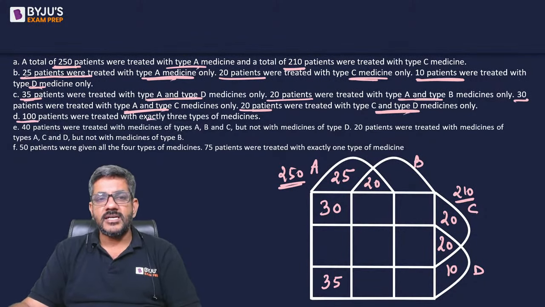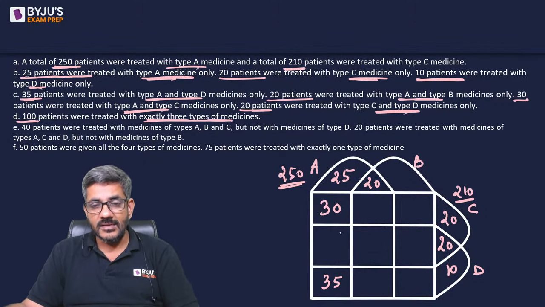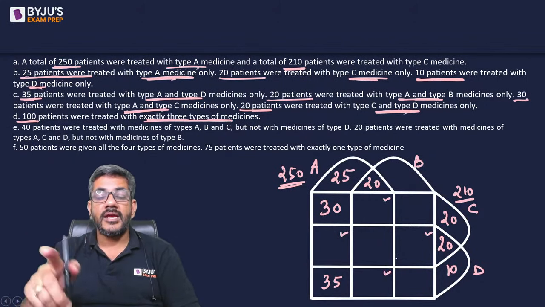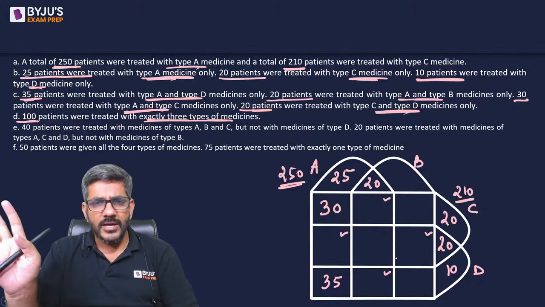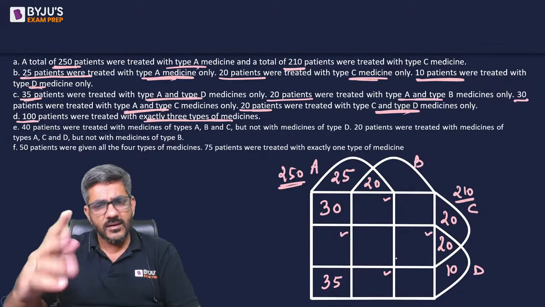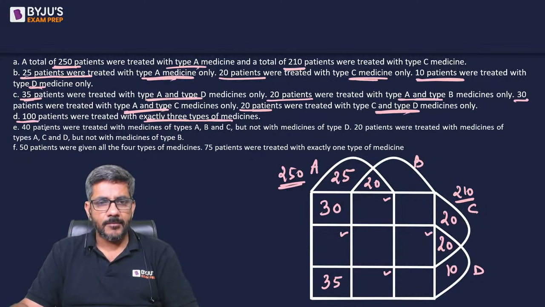100 patients were treated with exactly 3 types of medicine. Now what are exactly 3 wala areas? This area, this area, this area, and this area. He says these 4 areas together add up to 100. But currently I don't know any of these areas, so I can't use it here. Let's forget about it. आगे बढ़ जाते.